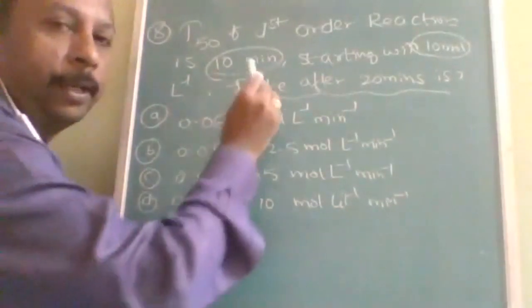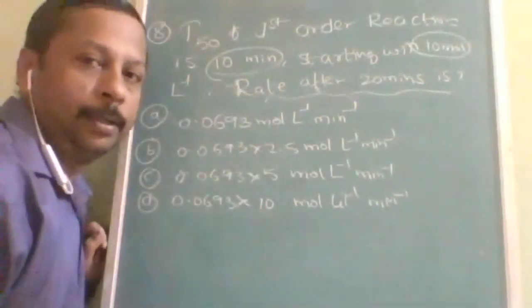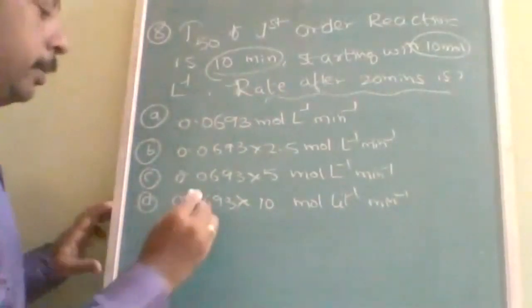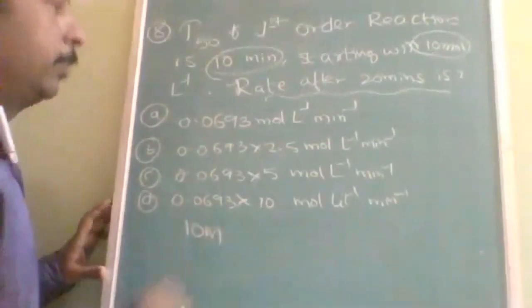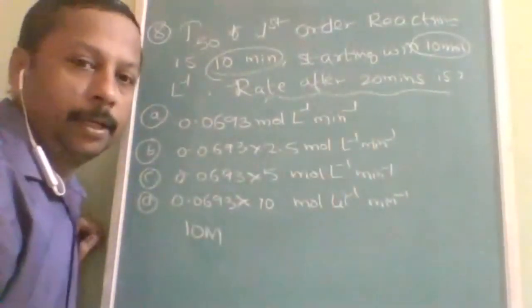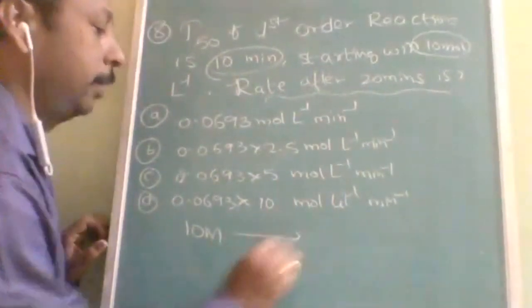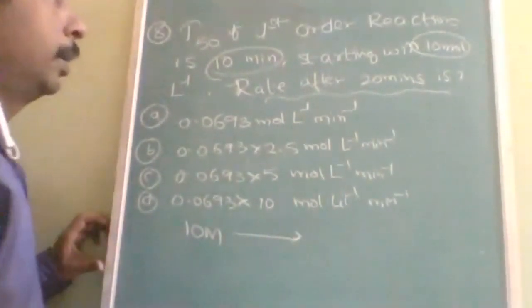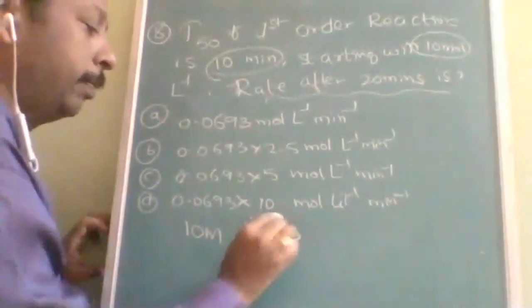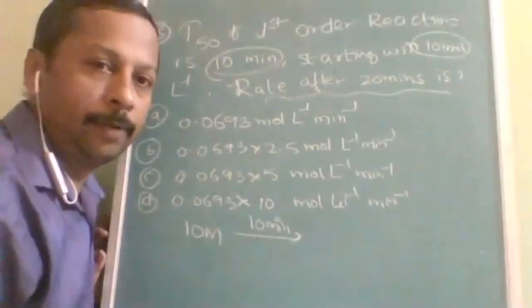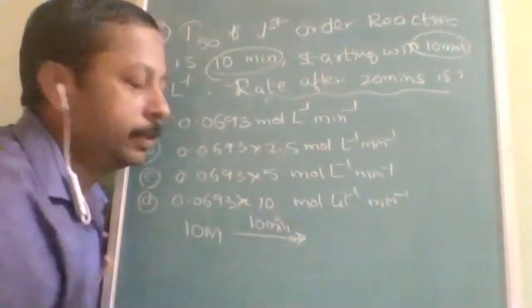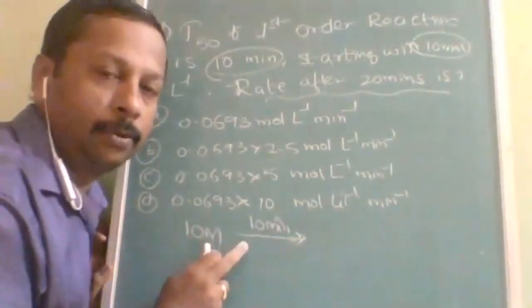Half-life time is 10 minutes, and we start with 10 mole per liter, that is 10 molarity initially. We want to find the rate of reaction after 20 minutes. It is a very easy question if your approach is correct. In my previous lecture, a student had a doubt about how to calculate the half-life time if the rate changes. For that only I have made this.